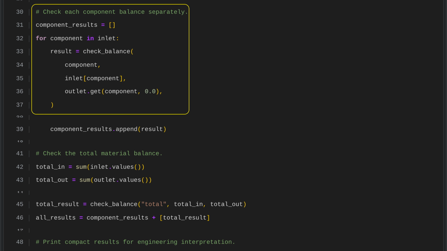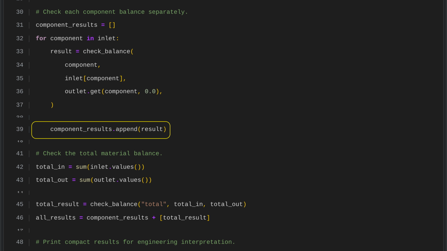The process creates an empty list to store balance check results, then checks each inlet component one at a time. For each component, the balance check function compares the inlet flow with the matching outlet flow, using 0 if the outlet value is missing. Each result, including the component, residual, limit, and status, is saved, so every component's balance is assessed and recorded. The code stores each component's balance check result in a single list. This collects whether each component's flow rates stay within the allowed tolerance, making it easier to review the results and identify any component that fails the balance criteria.